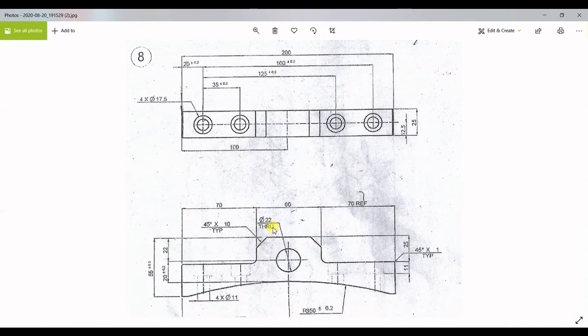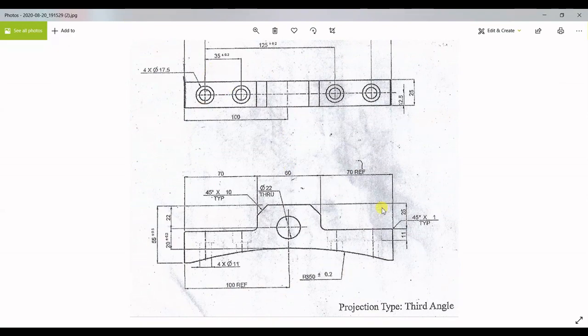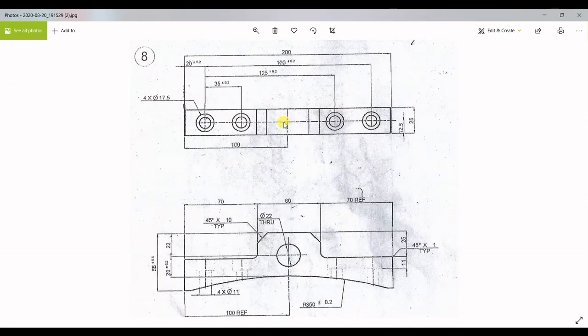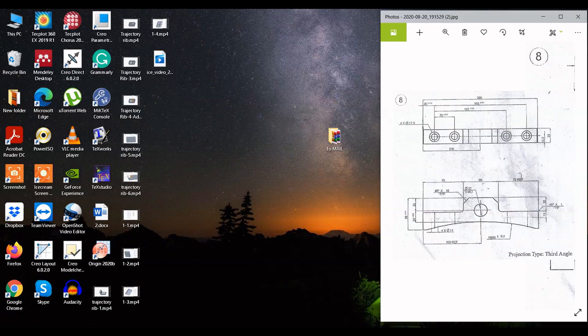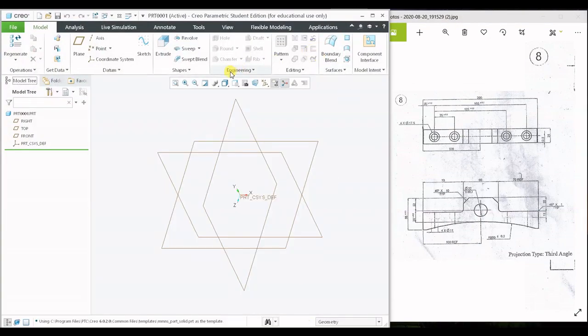So let us start working on it and see how we model it and how we can utilize the engineering features and create them on this particular model. I'll just minimize it and get back to the Creo layout and work on it.